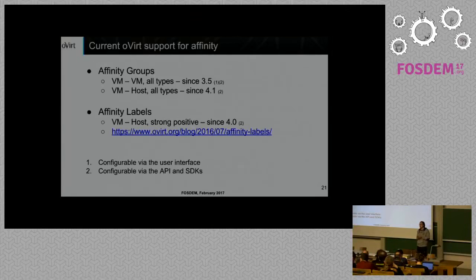Affinity labels have been supported since 4.0, about a year ago or so. And there is a link to a blog post I wrote about that when it was published. So it will show you all the REST API calls you can make to make it happen.